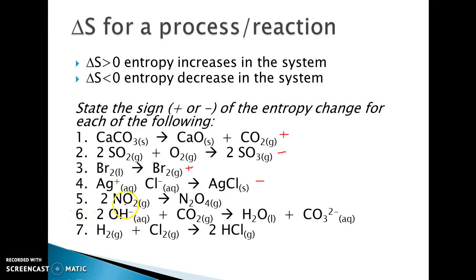Here we have 2 moles of a gas combining to form 1 mole of a gas, so there will be more entropy on the reactant side simply because we have more particles. So this is a negative change in entropy. In number 6, we have a gas and dissolved ions as reactants, and in the products we have dissolved ions but no gas. So this will be a decrease in entropy. Gas always has more entropy. And in the final one, we have 2 different types of gas combining into one type of gas. So this will also be a decrease in entropy because there's more order when we only have one type of gas particle.